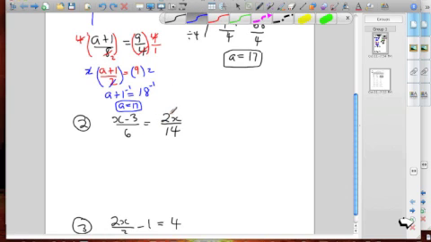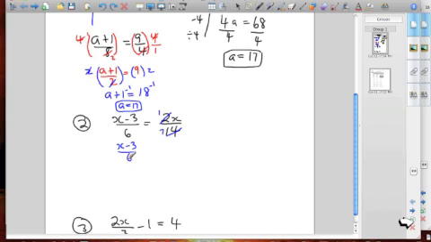Example number 2, before you start, simplify this. Make life easy for yourself. So this is x minus 3 over 6 equals x over 7. Okay, we can straight out cross multiply here. 7 times x minus 3 equals 6 times x, which is 6x. There's the cross, there's the cross. 7x minus 21 equals 6x.